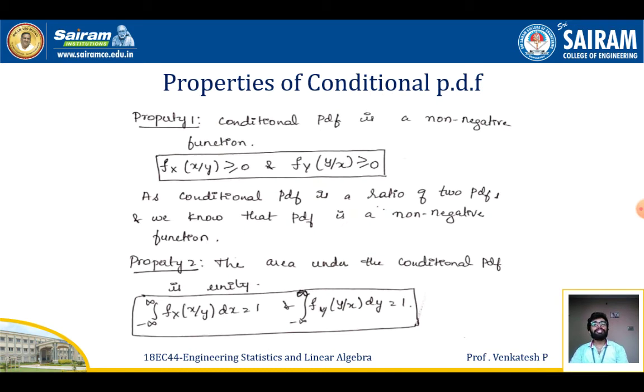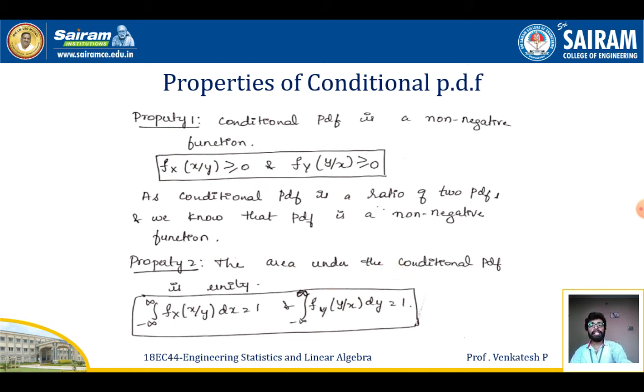Next are the properties of the conditional PDF. Property number 1: the conditional PDF is a non-negative function. I mean the function small f of x by y will always be positive, and also the function of y by x will be positive. As a conditional PDF is a ratio of two PDFs, and we know that a PDF is a non-negative function, we have property number 1.